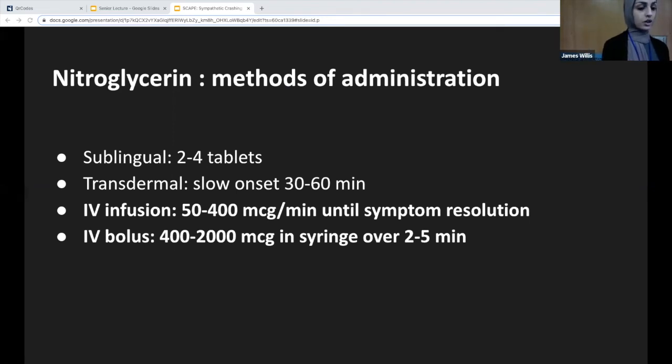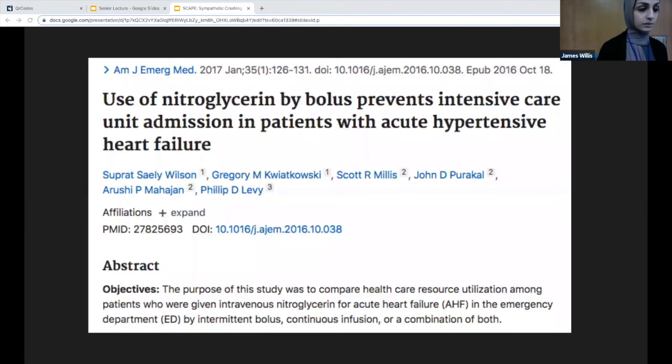There aren't really any RCTs on this, so there are no official recommendations and no really right or wrong way to do it, but I did want to go over just 2 studies that talked about infusion and bolusing nitroglycerin in this patient population. This is a paper by Wilson, a retrospective cohort study of 395 patients, and they separated patients into 3 groups.